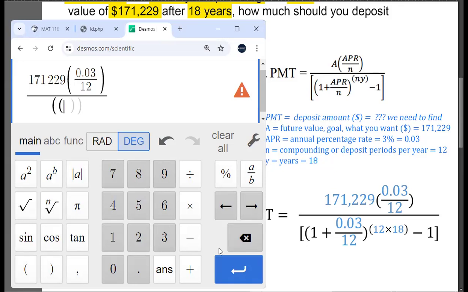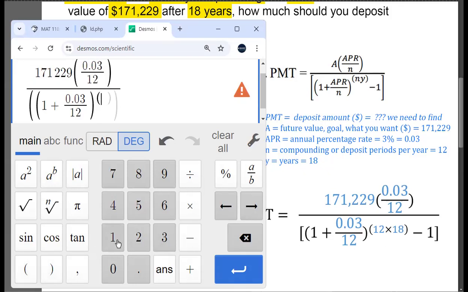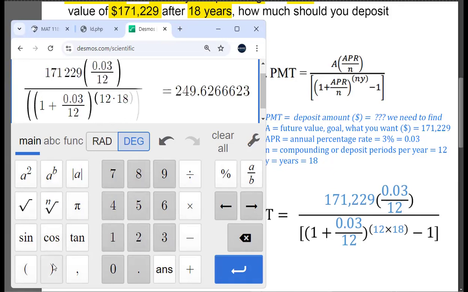I got my two parentheses, and I got a 1, then a plus, another fraction. There's that AP all over n again, so 0.03, tap, and 12. Right arrow key to get out of the fraction. I have closing parentheses up next, and then I have my exponent. So I'm going to use my a to the power b button. And I'm going to take my exponent exactly how I see it here. I see another set of parentheses, 12 times 18, okay, 18. Then I see closing parentheses.